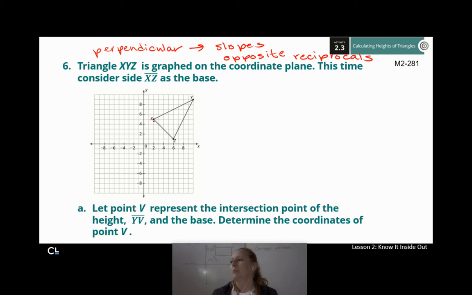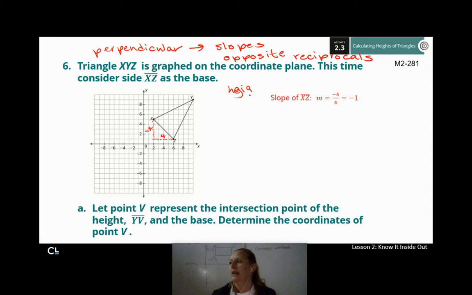So let's find the slope of my base, which we said is going to be XZ. I had to go down 4, so that's a negative 4, and then over 4. So the slope of XZ, rise over run, is negative 4 over 4. That simplifies down because negative 4 divided by 4 is negative 1. That means the slope of my height, which we're going to call YZ, because it has to go from Y down to wherever this point is on the base.